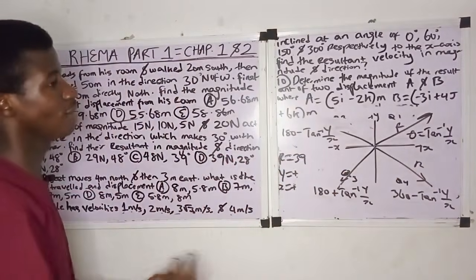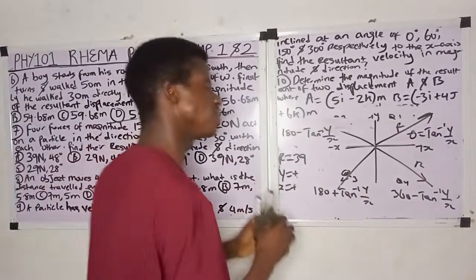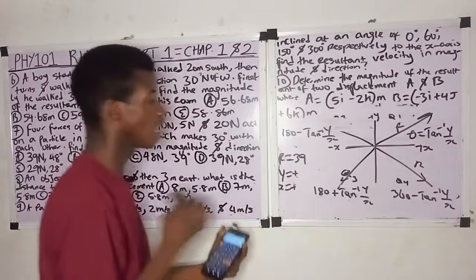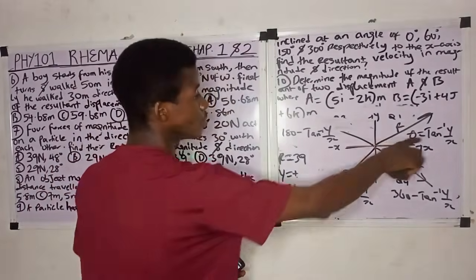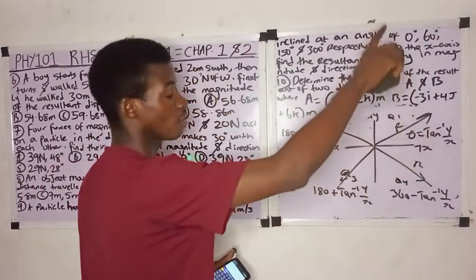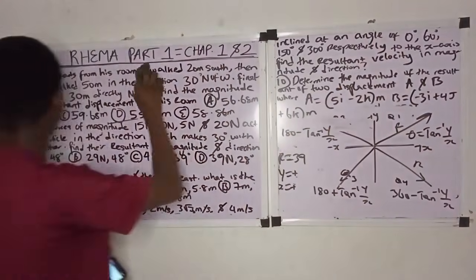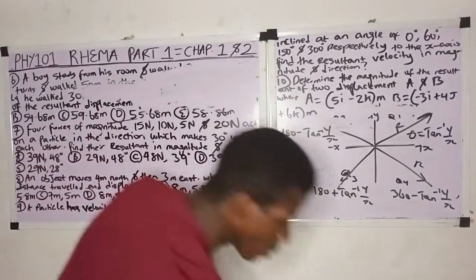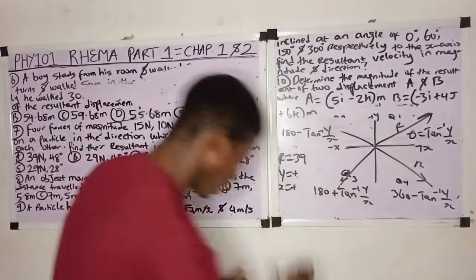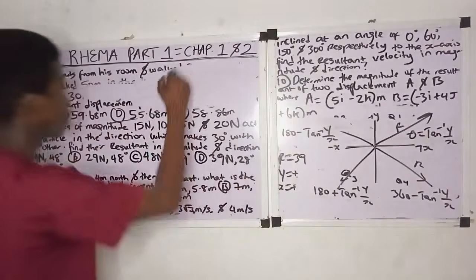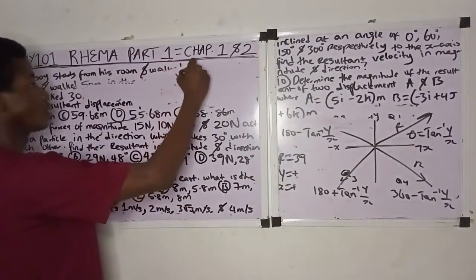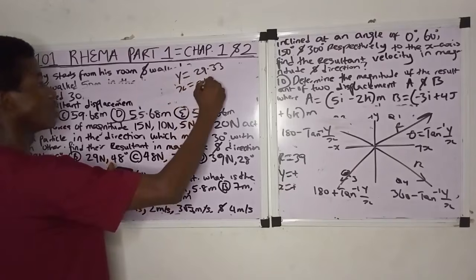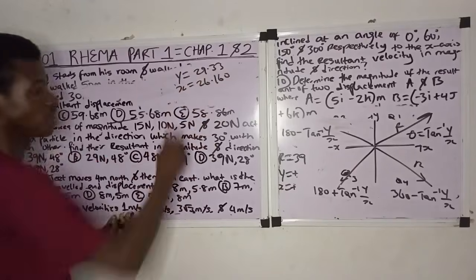Oh my goodness, I've cleaned our y, I've cleaned our x. Okay, let me see. Okay, yes. Alright, so I still have it in my calculator here. So we have to look for the inverse of y over x. Okay, so remember our y was 29.33, our x was 26.160, right? Both of them are positive, right?